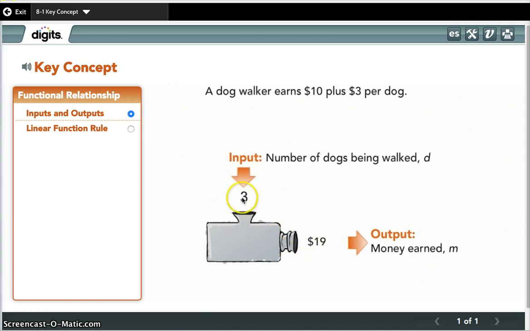Before, it went a little quickly, but maybe you saw that a 2 went in. Let's figure out what it would be for 2. So if there were 2 dogs being walked, it's $3 per dog. Anytime you see per, that means multiplication.